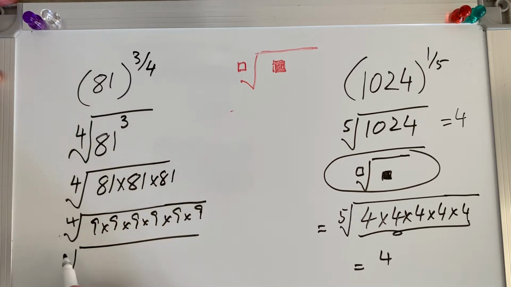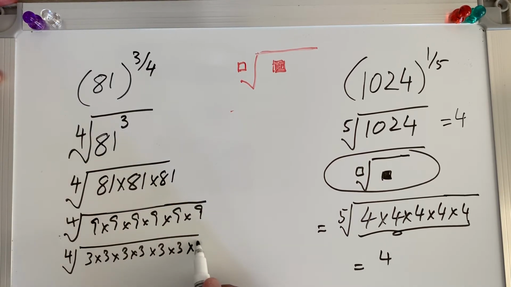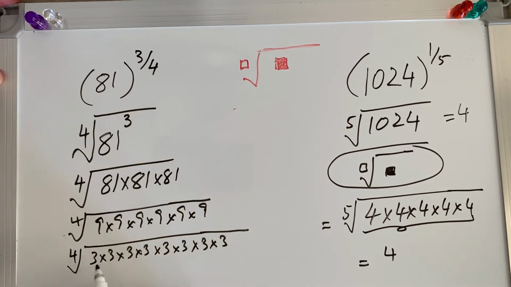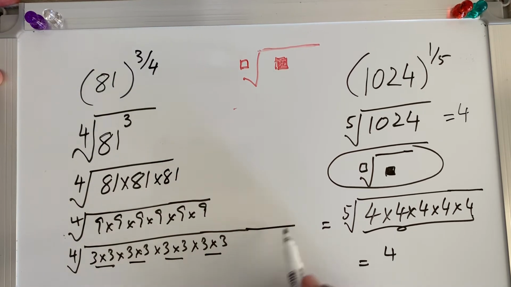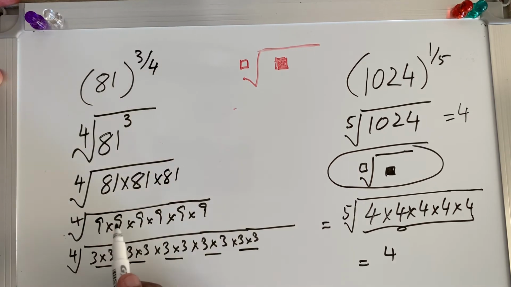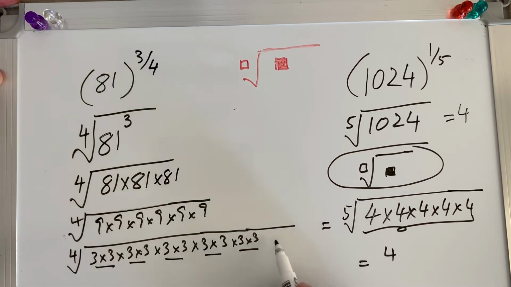Because what I am looking at is grouping of 4, because this 4 is indicating that I have to take the fourth root. So now I will break everything down by 3 by 3 by 3 by 3 by 3 by 3 by 3 by 3. Everything will be further broken down, right? So this is 1, 2, 3, 4, 5, 6, one more. So 3 times 3.